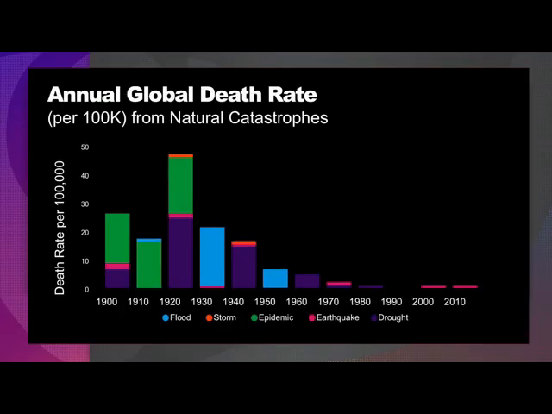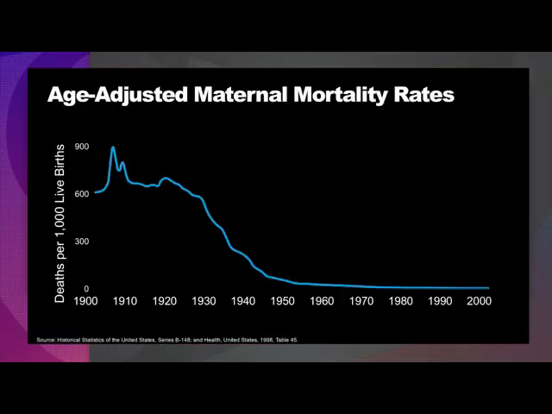I love this. This is annual global death rates. If you look at this, in the 40s, 50s, all of a sudden, death rates from epidemics, from storms, from floods, from earthquakes, from droughts start to plummet. What happens? Our ability to predict these things gets better, and our ability to actually get help where it's needed instantly improves. It used to be dangerous to be a mom. This is maternal mortality rates, which have plummeted.